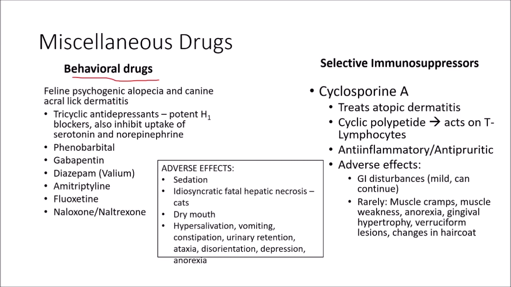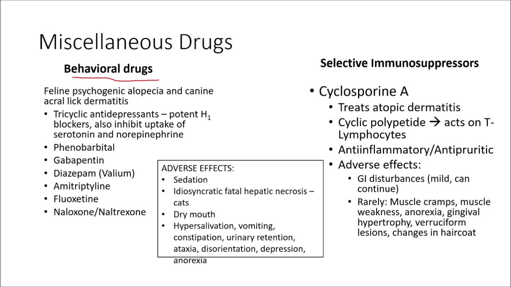We may have to use some selective immunosuppressors if we want to suppress part of the immune system, like an allergic reaction, but not the whole thing. Cyclosporine A treats atopic dermatitis. It's a cyclic polypeptide that acts specifically on T lymphocytes. So it's anti-inflammatory and antipyretic, but doesn't necessarily completely destroy the immune system.